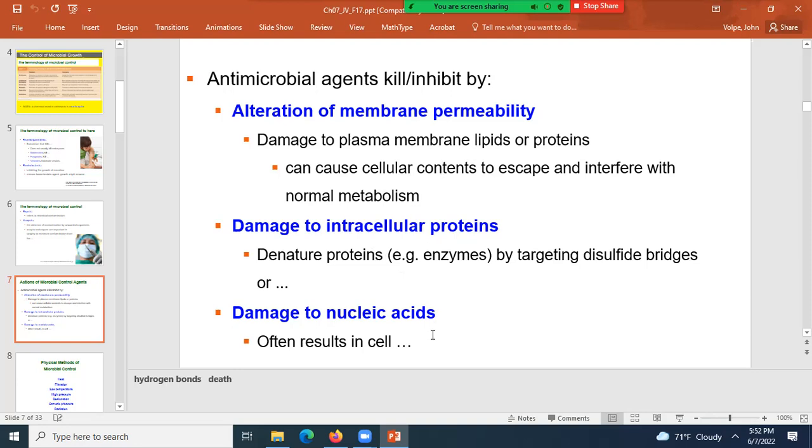All right. You can also damage the cell by damaging their nucleic acids. If you damage the nucleic acid enough, and that's usually a little more than 5 or 6 times, it often results in cell death. You only need to mutate one critical gene, and that will kill the cell.